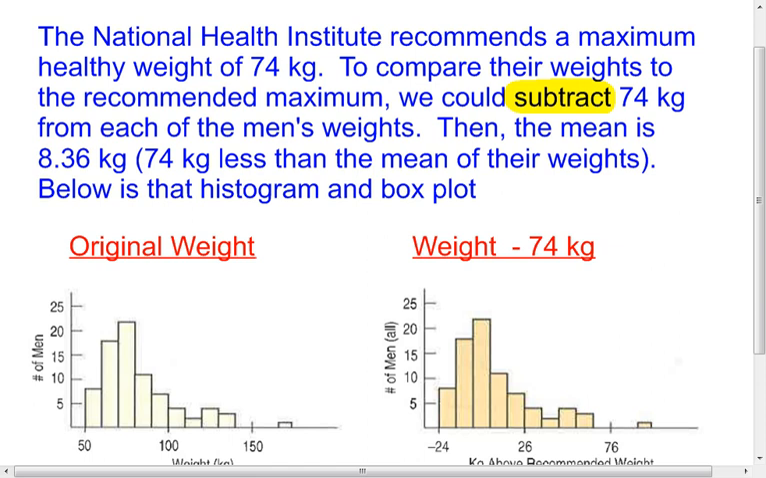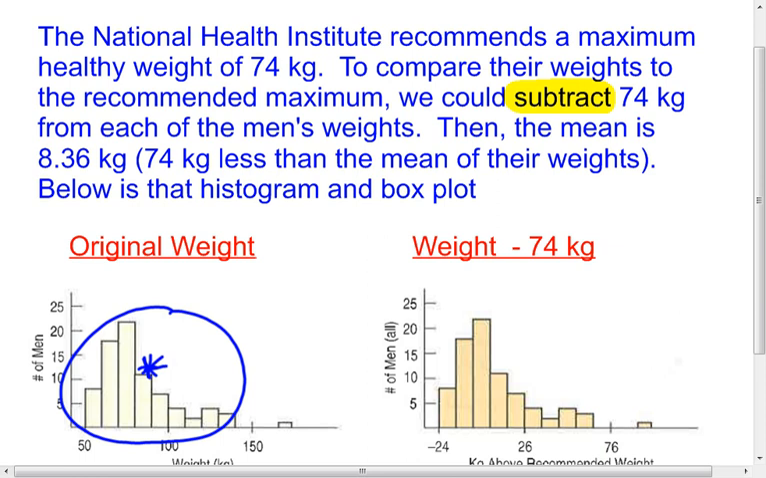Then the National Health Institute got involved, and their recommendation is that men this age and this height should not weigh more than about 74 kilograms. So they looked at the weights of the men, and they said, ooh, there are a lot of overweight men in this survey. They shouldn't weigh more than 74 kilograms. Let's compare their distribution if we figure out how far overweight they are. So they subtracted 74 kilograms from each of these data pieces. This is how much the men weigh, and if I want to figure out how much overweight they are, I subtract 74, because I want to know how much over or under 74 they are.